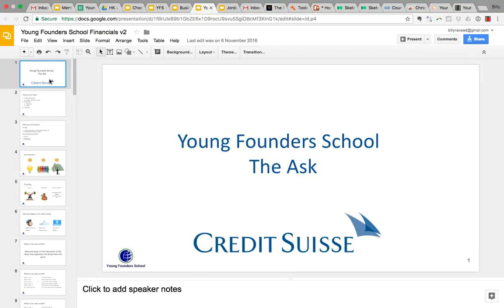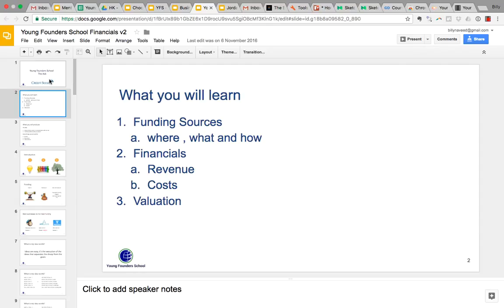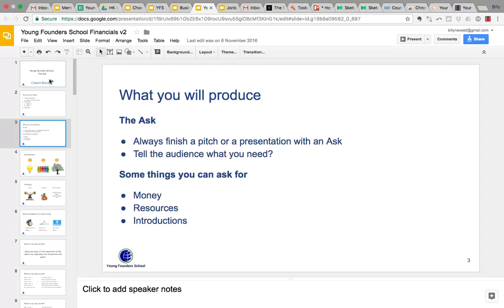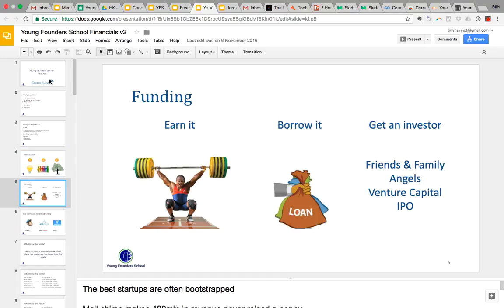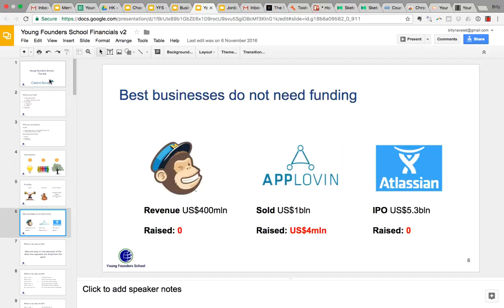Okay, so on the financial side, what the students are going to learn about is where different funding sources are, and eventually they're going to produce the ask sheet. So we tell them that they may have an idea in a team, but they need the money. We talk about different sources of funding. Obviously, earning is the best way. They never think of this, by the way. They never think of actually earning the money. They always want to borrow it or get an investor.